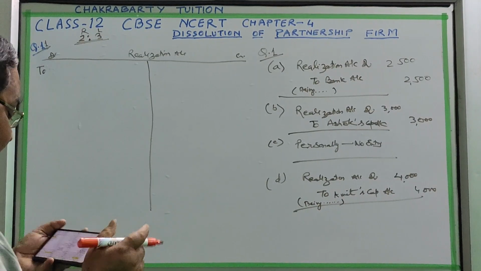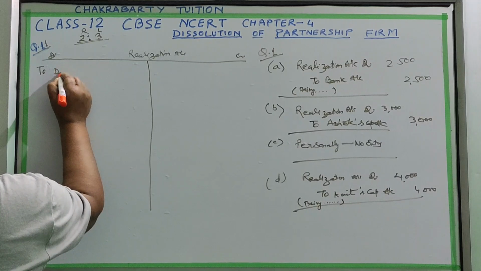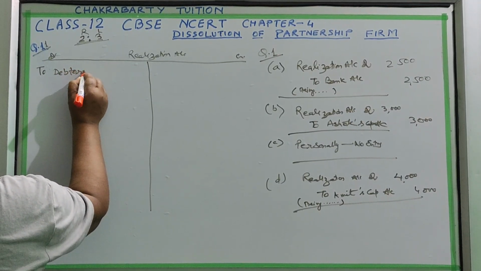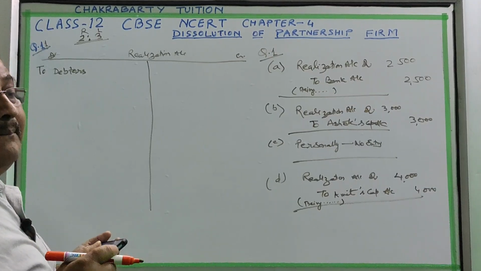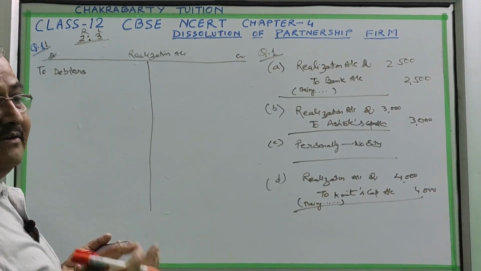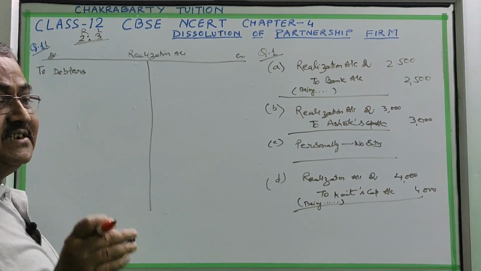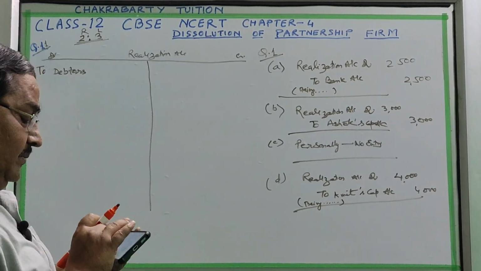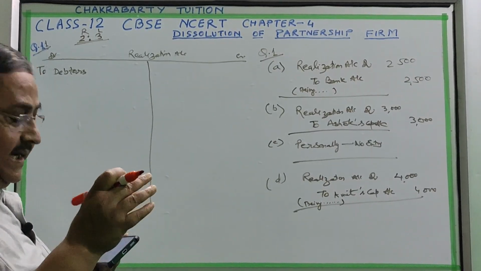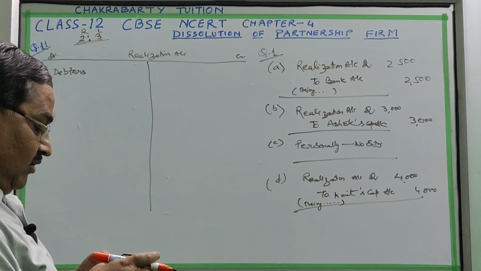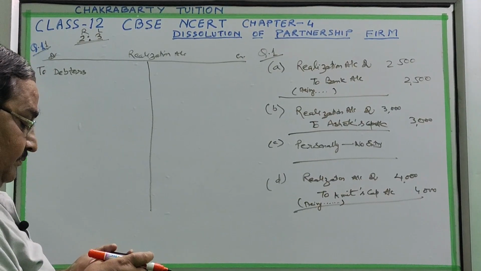Others we will transfer, like debtors to debtors. All assets we will transfer except fictitious assets like profit and loss account, P&L adjustment account, and advertisement expense. Any fictitious assets will not be transferred here. Those will be transferred to partners capital account directly. Okay, like profit and loss account if it is on the asset side.